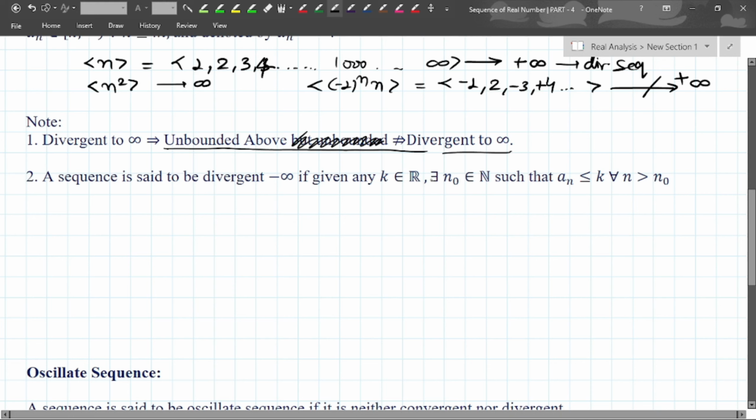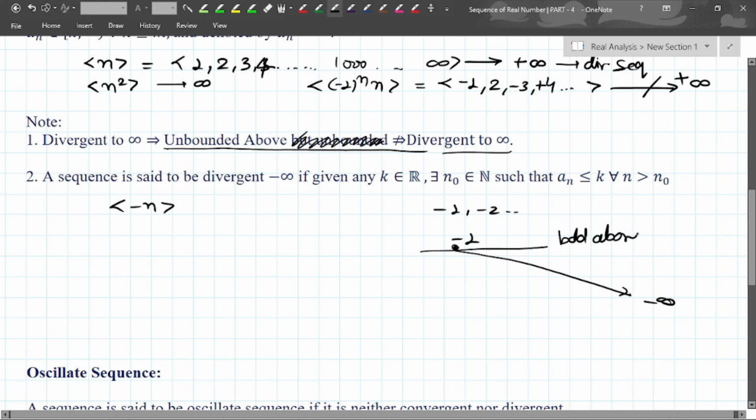Now in the same case, if my sequence is something like minus n, it means minus 1, minus 2. Now you can see here it will go to minus infinity. Here it is bounded above, but unbounded below.